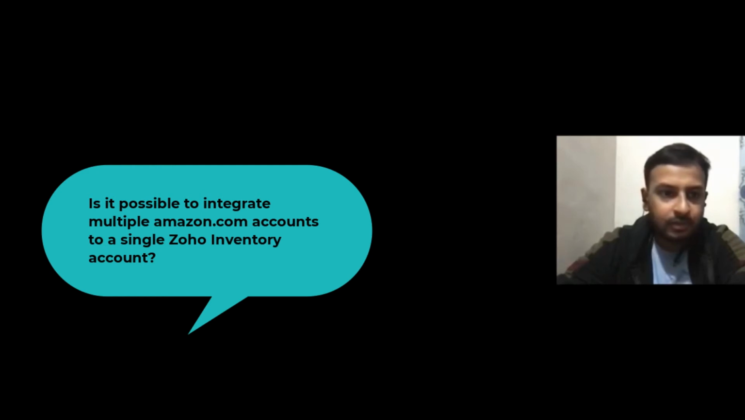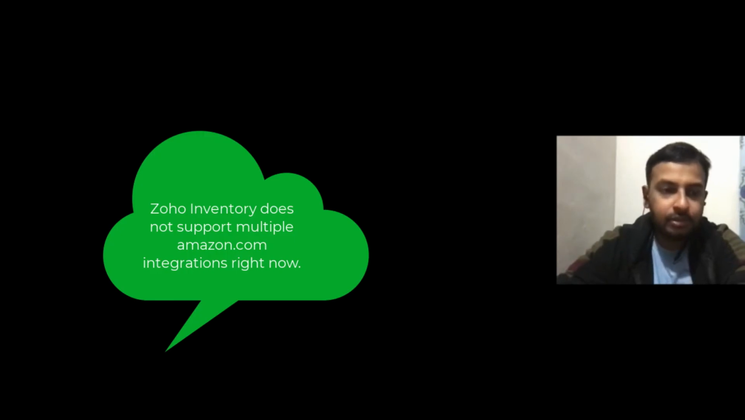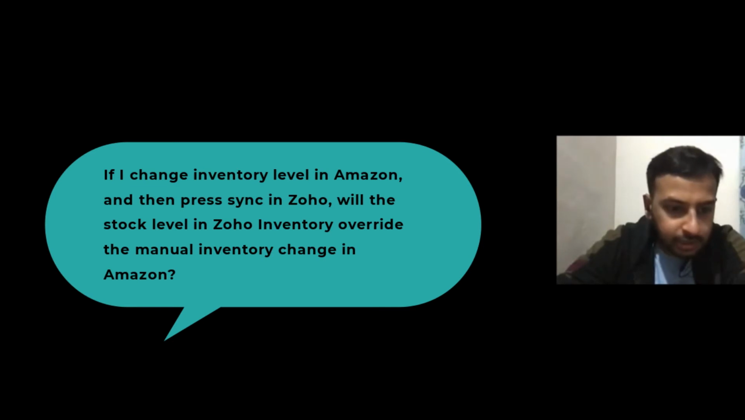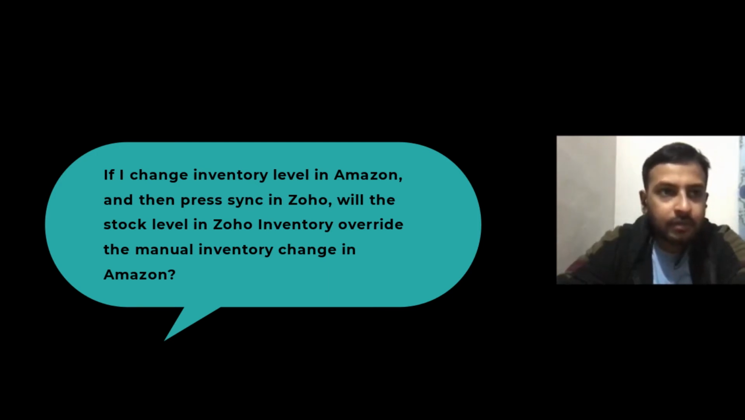All right. So I think that is a question. Vijay, can you just quickly check if we can integrate two Amazon accounts? Yeah. And one more question. If I change inventory level in Amazon and then press sync in Zoho, will Zoho's inventory level override the manual inventory change in Amazon? Oh, wait, I'm sorry, I didn't see that question. Can you just repeat that? If I change inventory level in Amazon and then press sync to Zoho inventory, will inventory level override the manual inventory change in Amazon? Yeah, of course.